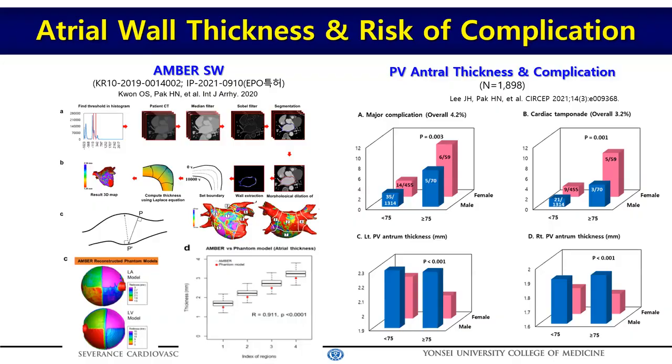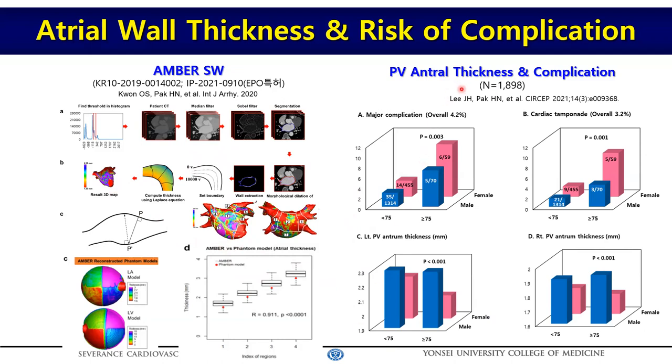So we developed software that automatically measures the atrial wall thickness in heart CT imaging, in particular in areas where thickness measurement is difficult, such as the appendage junction area. They were automatically measured and validated with a phantom model, and the results were analyzed in more than 1,800 patients.